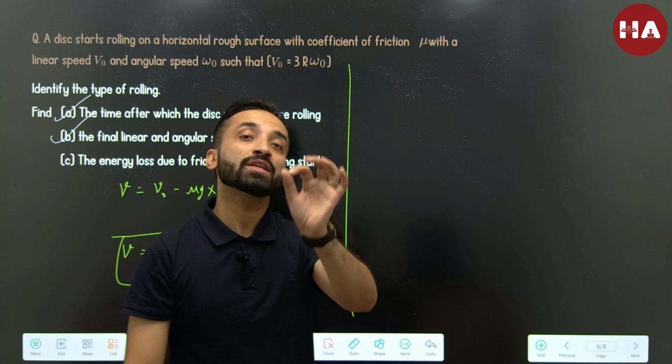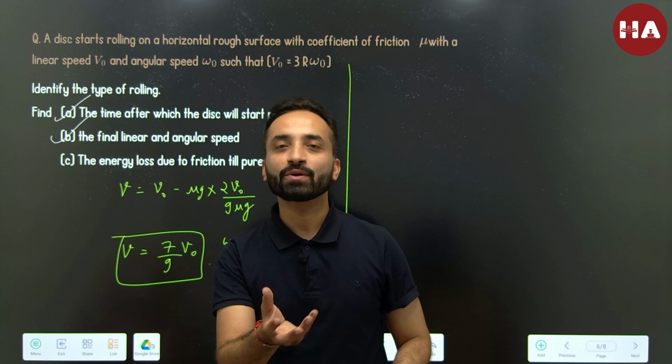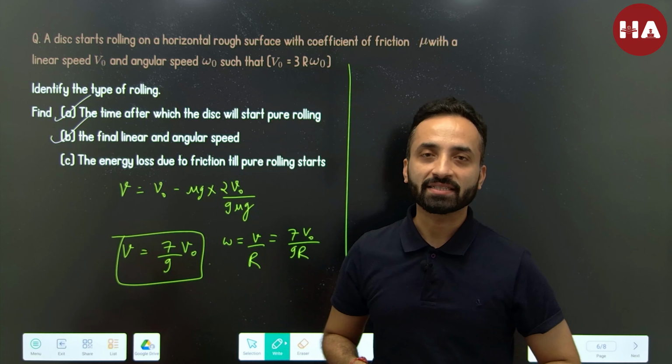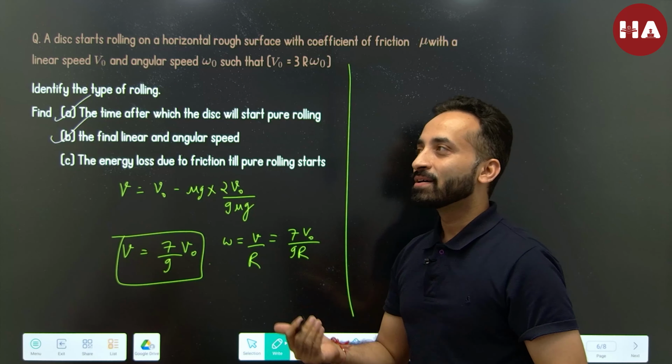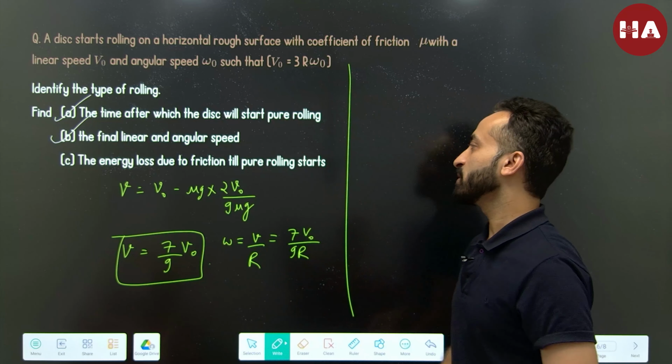For energy to be lost, friction has to do work. Why is it not doing any work in pure rolling? Because the point is always at rest. So, work is only going to happen when the force is also associated with displacement.